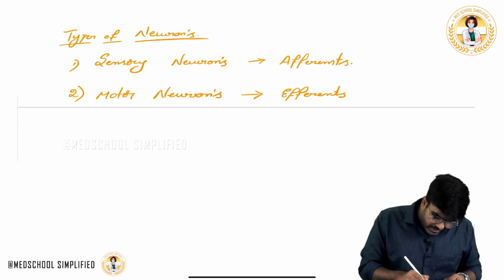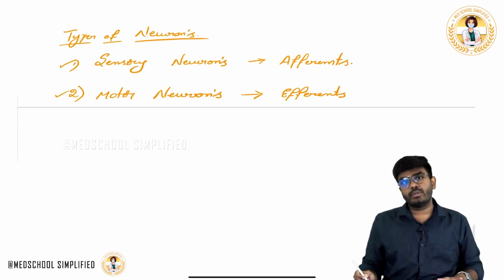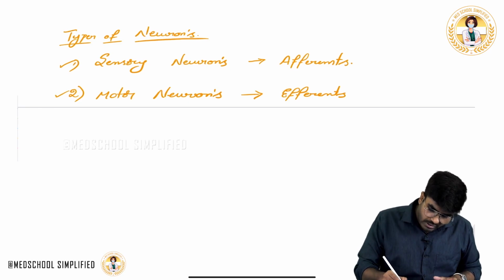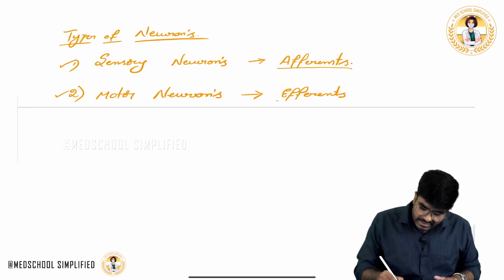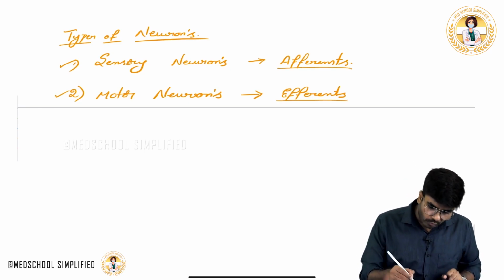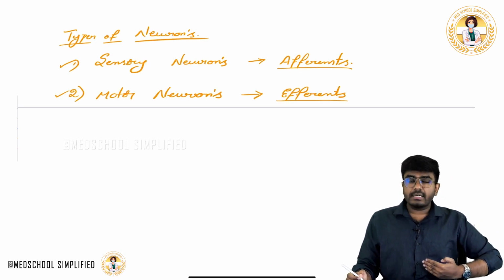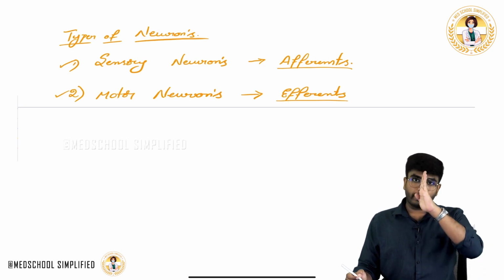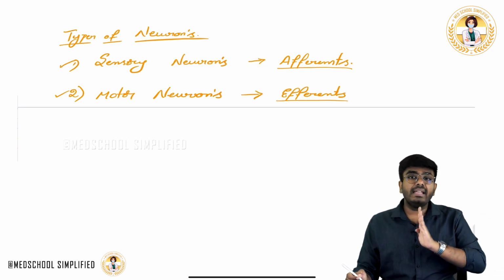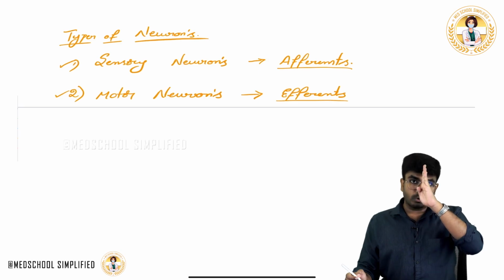Now, we have seen two different types of neurons, sensory neurons and motor neurons. Sensory neurons are called afferents, motor neurons are called efferents. Now, here I want you to know one more important point. The sensory neurons are taking the information to the brain. So, these neurons are ascending to the brain.